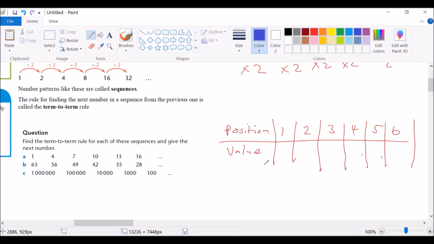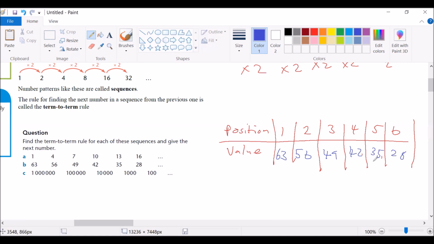The first term is 63. Position 1 is 63. Position 2 is 56. Position 3 is 49. Position 4 is 42. Position 5 is 35. Position 6 is 28. So either we are subtracting or dividing a certain number, because we can see there is a decrease here.